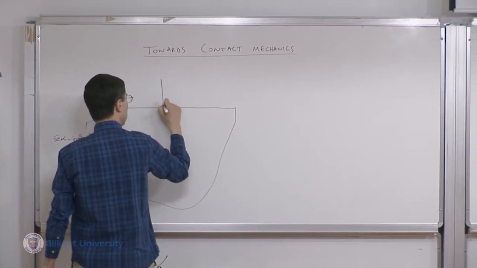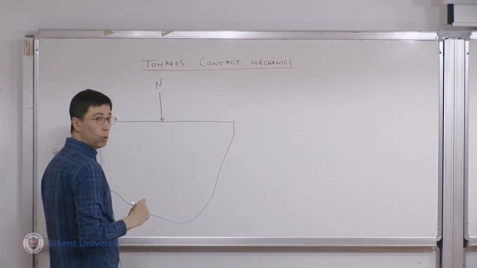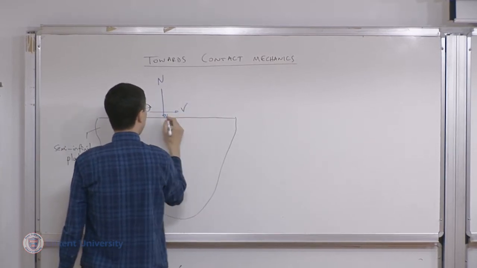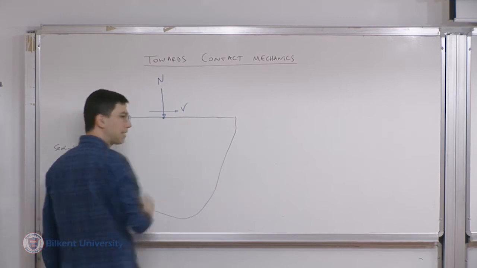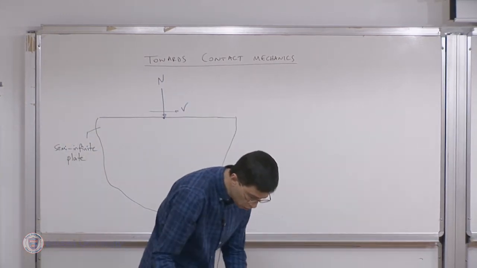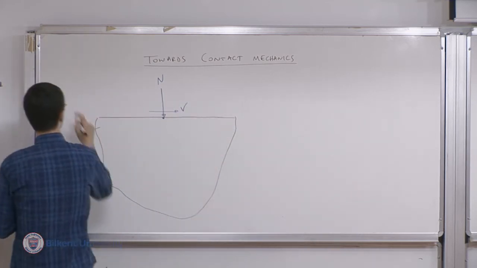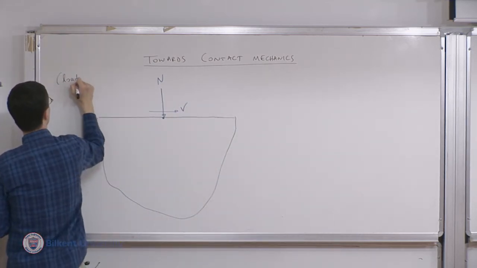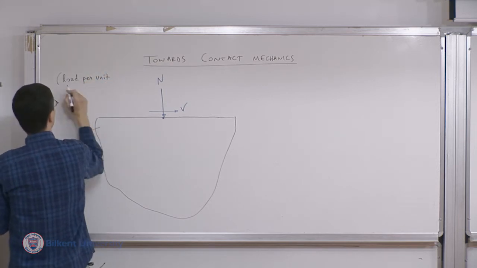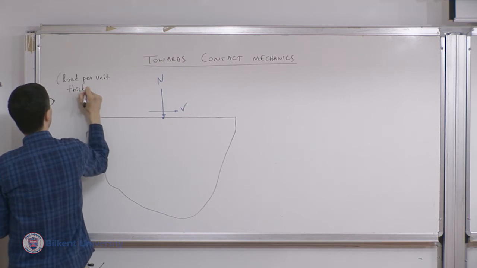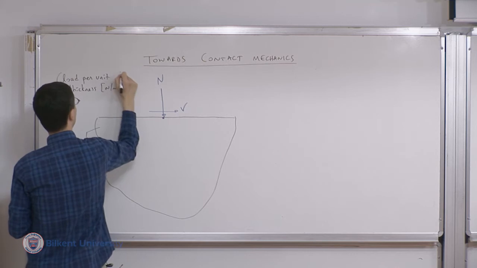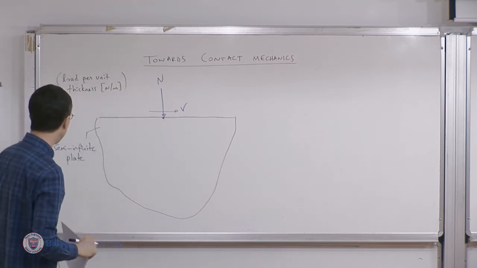in the vertical direction. And let's call it N, and also in the horizontal direction. And I'm assuming that that force is applied at a point per unit length. So this is load per unit length. Or let's say per unit thickness. So the forces are in Newton per meter.